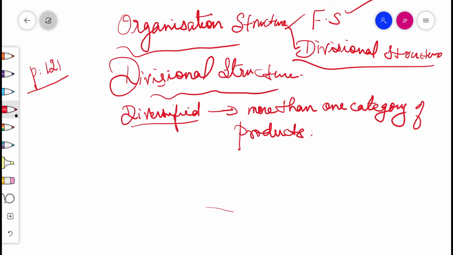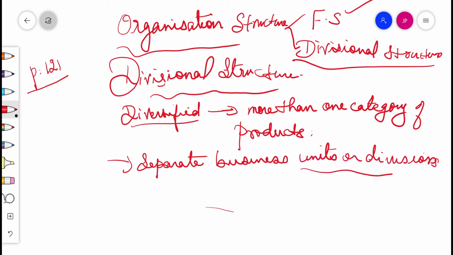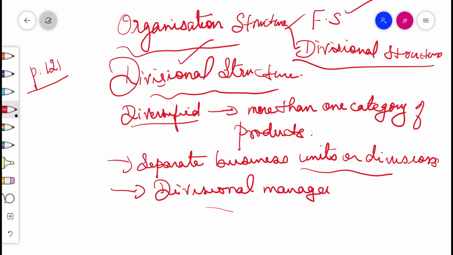with the emerging complexity. In a divisional structure, the organization structure comprises separate business units or divisions. Each unit has a divisional manager, responsible for performance and who has authority over the unit. Generally, manpower is grouped on the basis of different products manufactured.